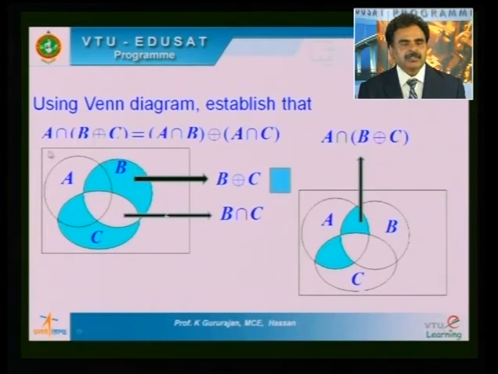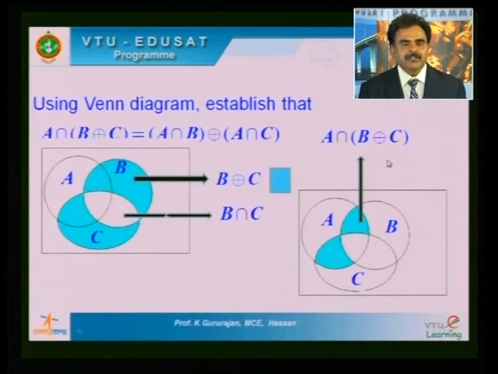Now what is the common portion to the set A? This is the set A, and this portion is B plus C. Now what is the common portion to A and this? This one, and then this. So this is the common portion to A and B plus C. So I got A intersection B plus C, where I have colored this portion using the blue color. Understood how I have constructed the Venn diagram for A intersection B plus C?